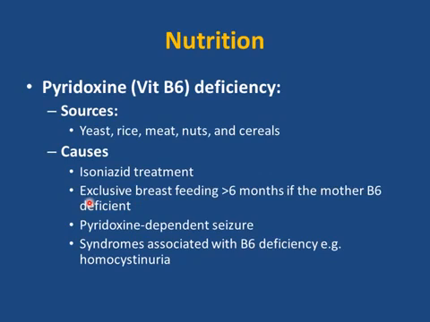Another classic example: exclusive breastfeeding for more than 6 months if the mother is B6 deficient. Another very important example to remember is persistent or intractable seizure in a child less than 18 months, pyridoxine dependent seizure. This type of seizure may present even during pregnancy at 20 weeks of gestation. Syndromes associated with B6 deficiency, for example, homocystinuria.